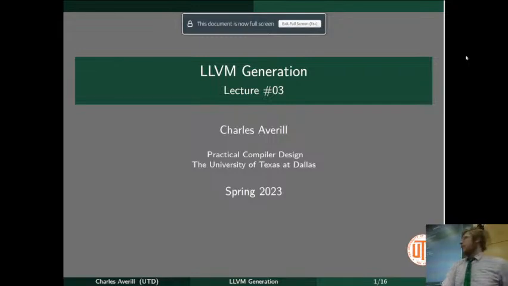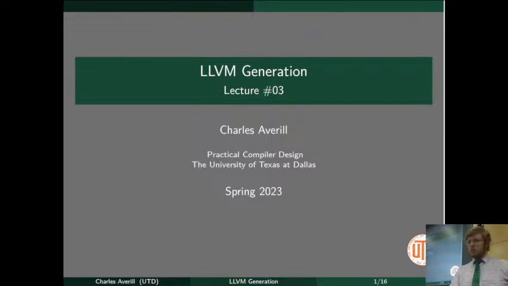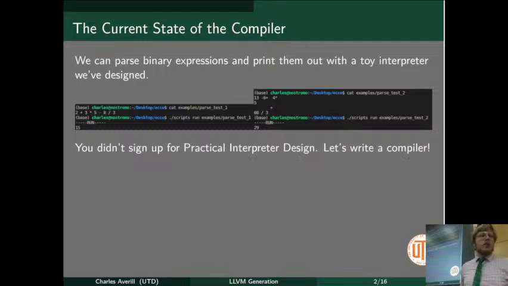All right, so welcome back, everyone. Today we're going to be talking about LLVM generation. We're going to delete the interpreter and write a compiler. The current state of the compiler is that we can parse binary expressions with precedence, and then print out what they evaluate to. But you did not sign up for practical interpreter design, so let's write a compiler.